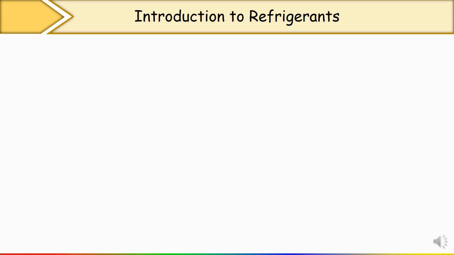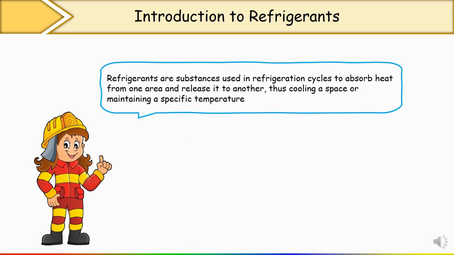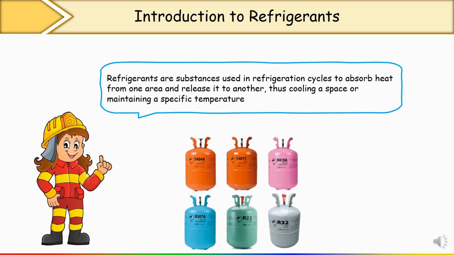So now, first of all, we'll discuss what is the main purpose of a refrigerant. Refrigerants are substances used in the refrigeration cycle to absorb heat from one area and release it to another, thus cooling a space or maintaining a specific temperature. They play a critical role in HVAC systems and other refrigeration technologies such as refrigerators and freezers.